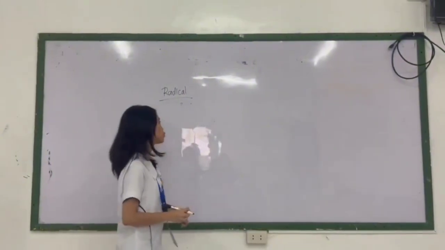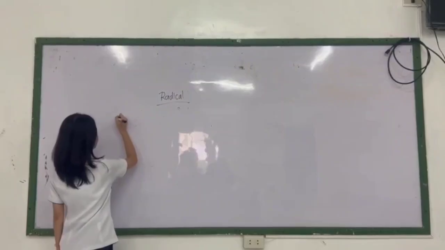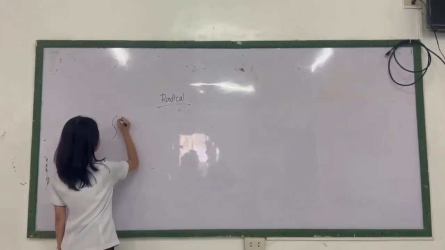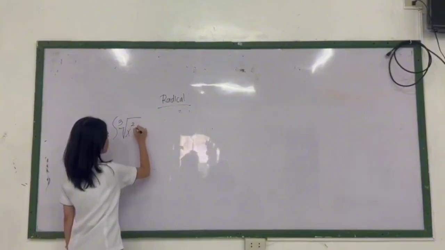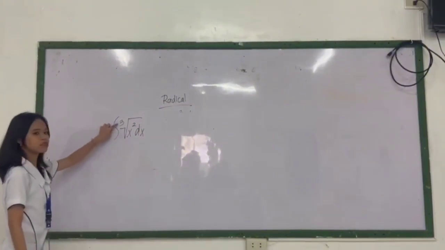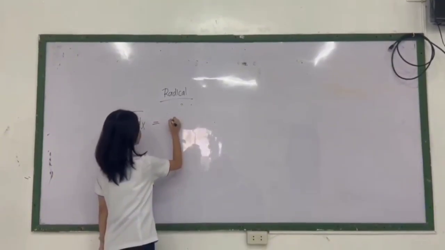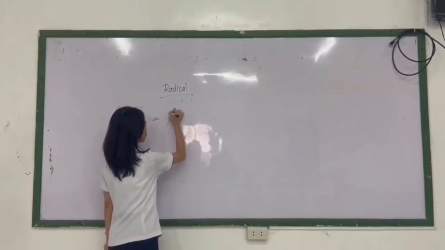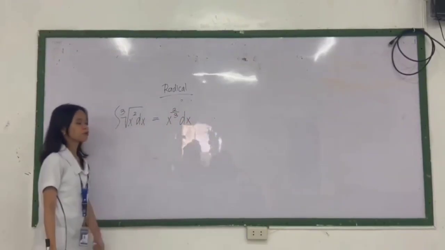Now we're going to move to radical functions. How are we going to take the antiderivative of this example? The integral of the cube root of x squared dx. First, we're going to take the number 3 and turn it into our denominator: x raised to 2 over 3 dx. Then we can now perform the power rule.